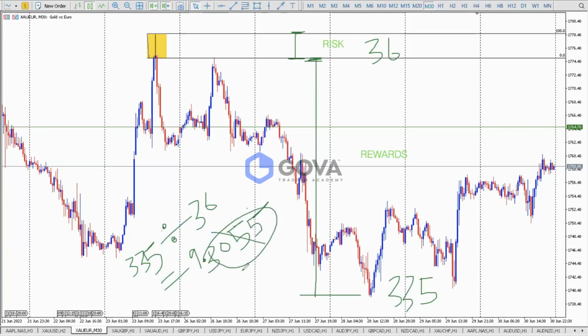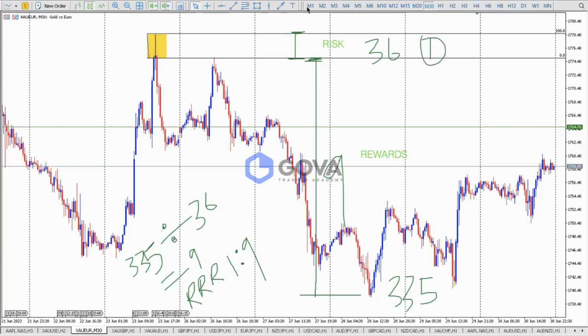We don't need it. So it means that this trade gave us 1:9, okay? This trade gave us a risk-reward ratio of 1:9. So it means this is 9 and here is 1, okay?